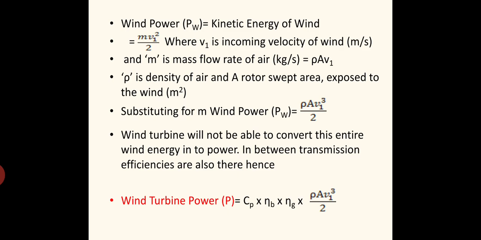Now substituting for the mass flow rate in the equation for wind power, we will get wind power Pw equal to rho A v1 cube by 2. Instead of mass, I am substituting rho A v1. So rho A v1 into v1 square, that is rho A v1 cube by 2. That much power is there with the wind. So wind is having this much power.